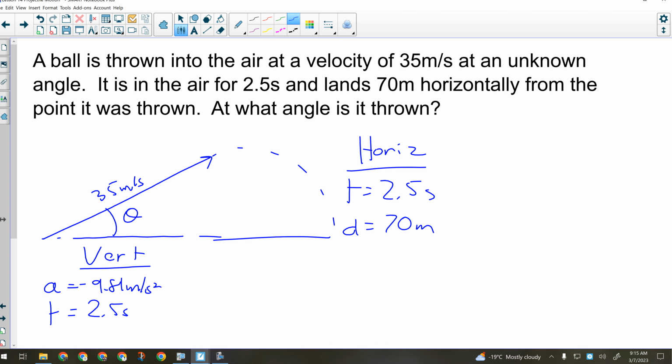What can I calculate if I know the distance and the time? Velocity. Yeah, I can calculate the horizontal velocity, which is, in the end, this side of that triangle. Then I would have two sides. Can I get the angle from there? I don't even need anything from the vertical part of this. I just needed to get one other side of that triangle to get the angle it was thrown at. So I'm just going to go V equals 70 over 2.5.